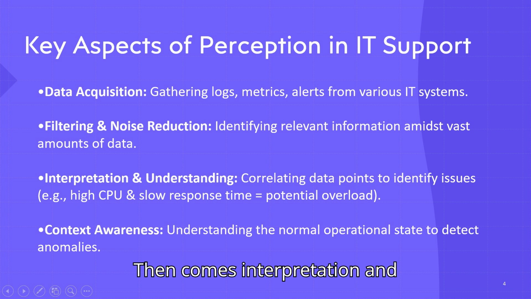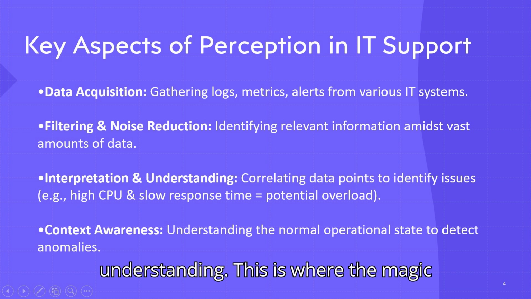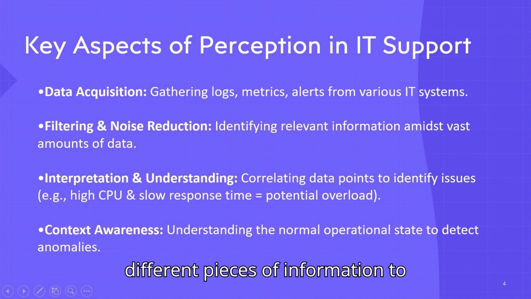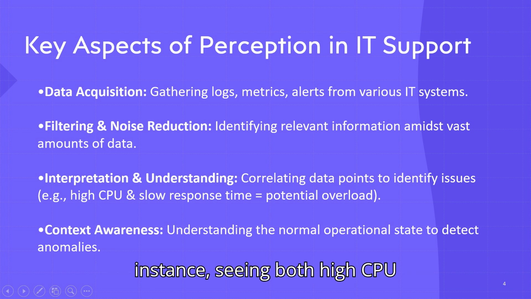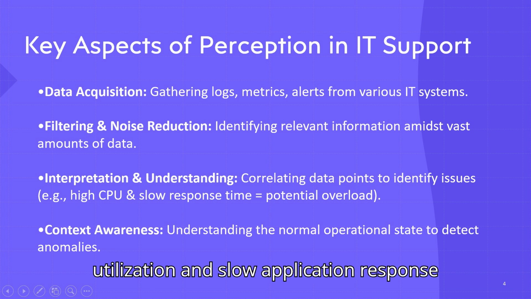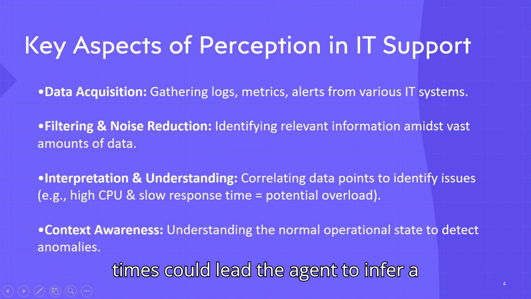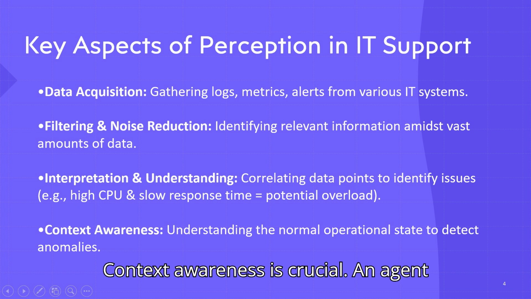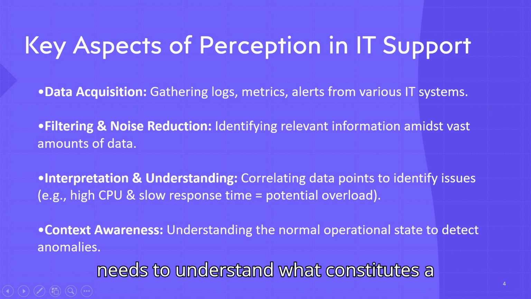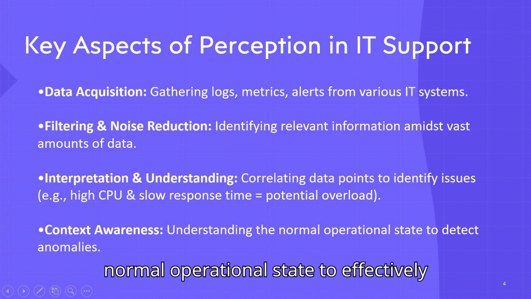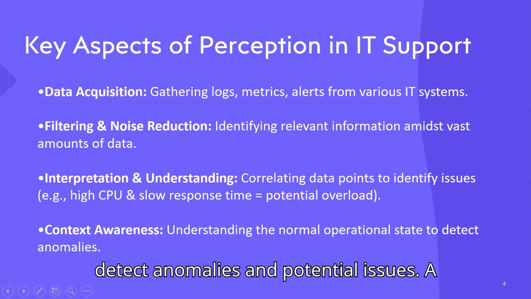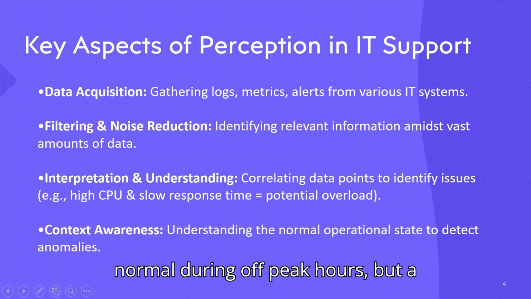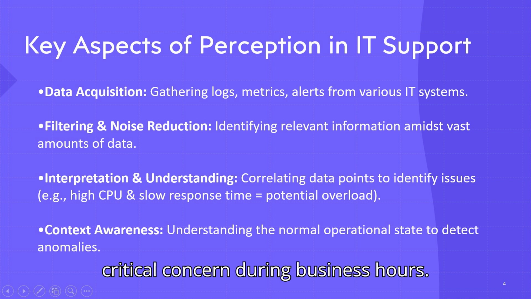Then comes interpretation and understanding. This is where the magic happens. The agent needs to correlate different pieces of information to understand the underlying problem. For instance, seeing both high CPU utilization and slow application response times could lead the agent to infer a potential server overload. Finally, context awareness is crucial. An agent needs to understand what constitutes a normal operational state to effectively detect anomalies and potential issues. A sudden dip in network traffic might be normal during off-peak hours, but a critical concern during business hours.